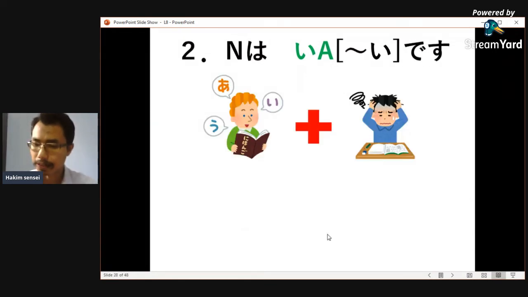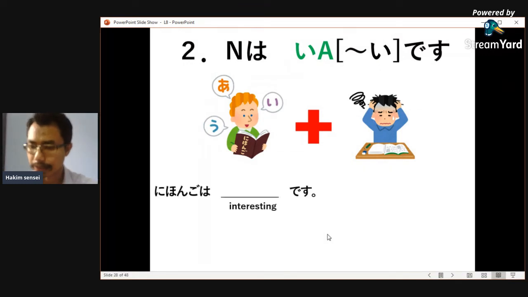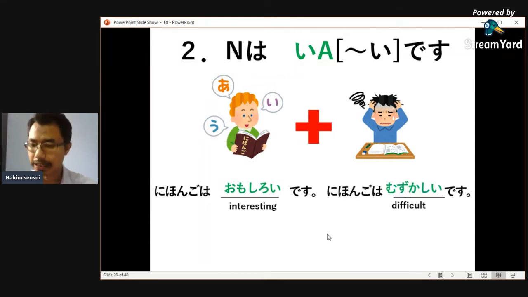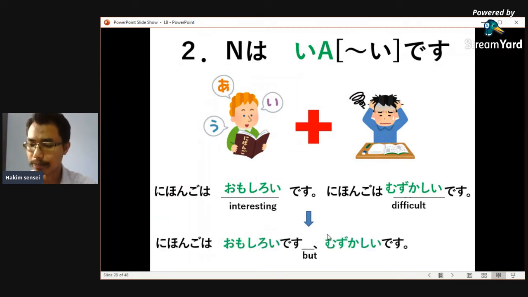Okay, but let's say you are dealing with more than one adjective, but now the first one is a positive impression, omoshiroi desu. But the second one is a negative impression, muzukashii desu. Nihongo wa omoshiroi desu, nihongo wa muzukashii desu. If you see a sentence like this, you cannot use soshite in order to combine or simplify the sentence. What you can do is use the word but, in Japanese, ga. Okay, Nihongo wa omoshiroi desu ga muzukashii desu.